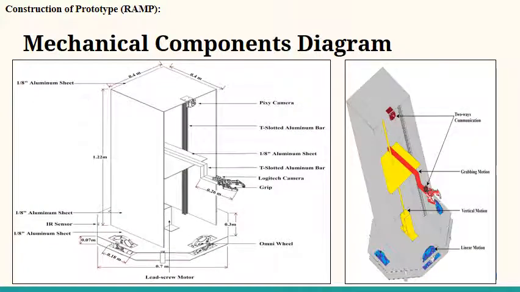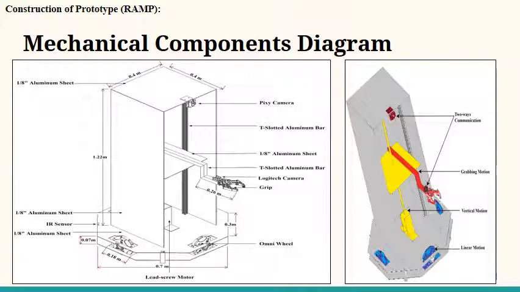Here's a detailed breakdown of our mechanical component diagram, and on the right, I highlighted each component of the robot based on functionality. The maroon color component is responsible for two-way communication, which is composed of a PC camera and a Logitech camera. The PC camera gives the user a wide view, and the Logitech camera, which is on the arm, gives the first-person view, which makes it easier for the user when trying to grab an object with the arm.